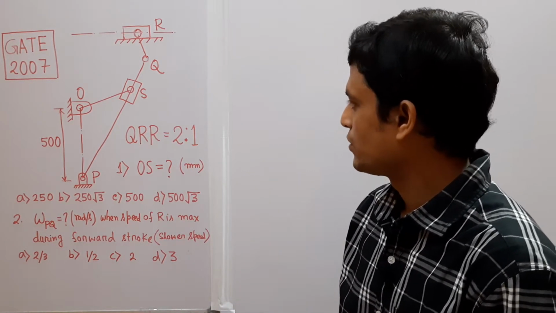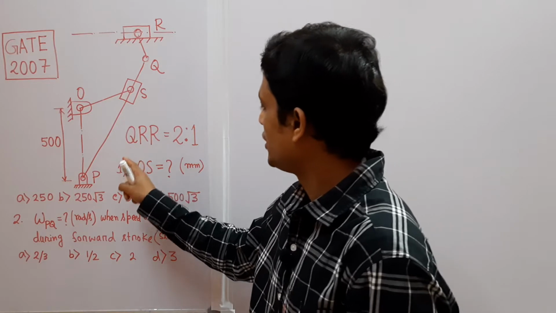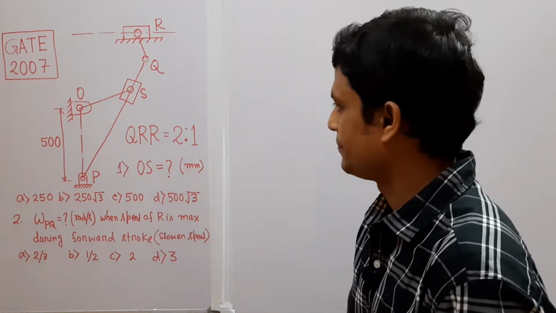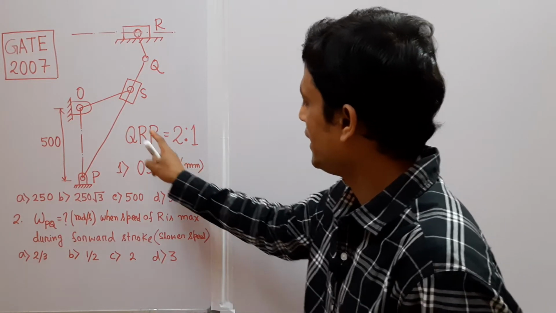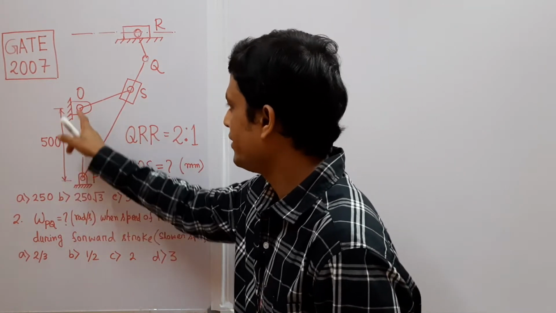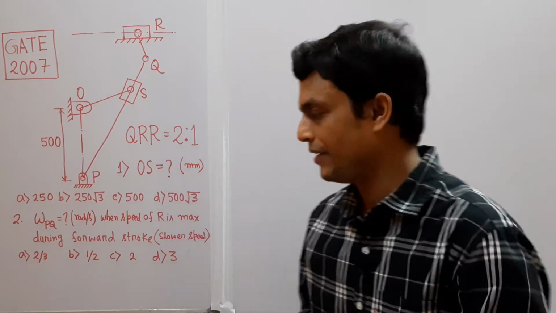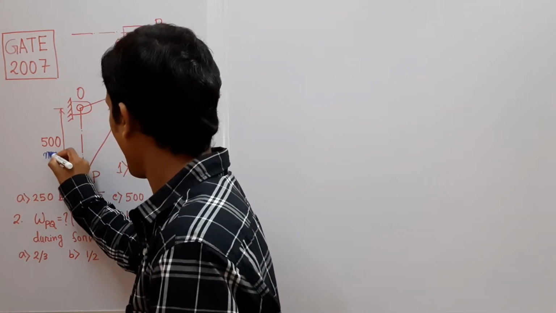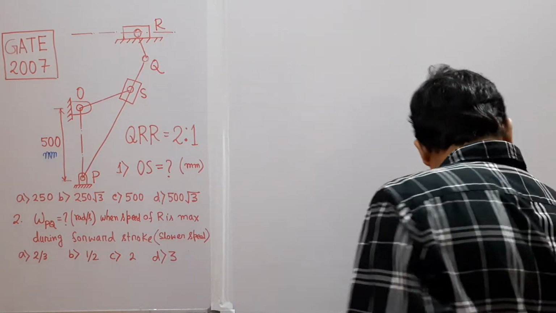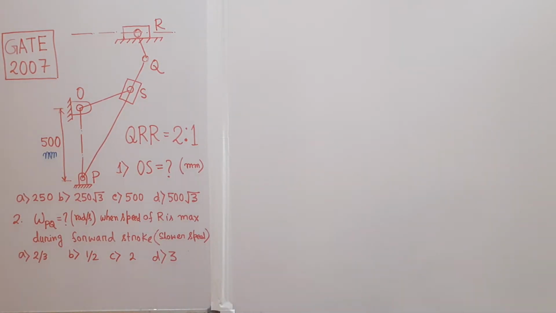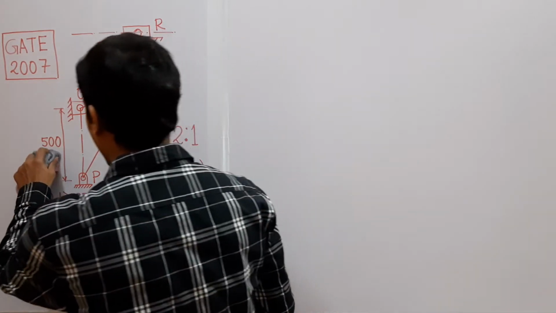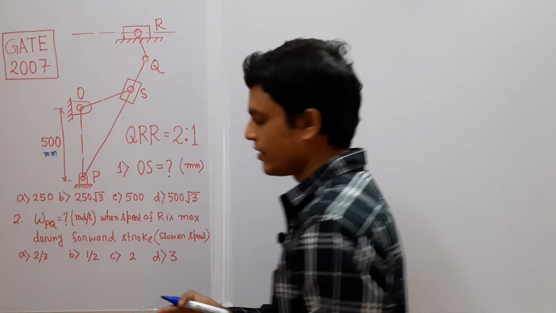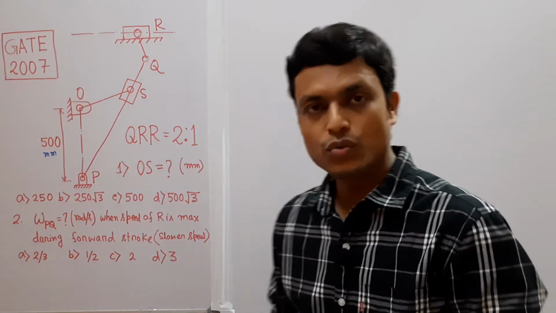So the first question is: determine the length of the crank, that is OS, in millimeter. So determine the length of the crank, whereas the length of the fixed link is 500 millimeter. So we have to find out the length of the crank. The fixed link is 500 millimeter, and the quick return ratio is 2:1.